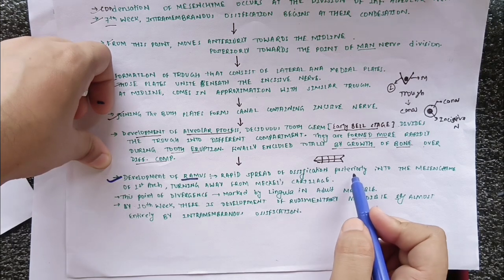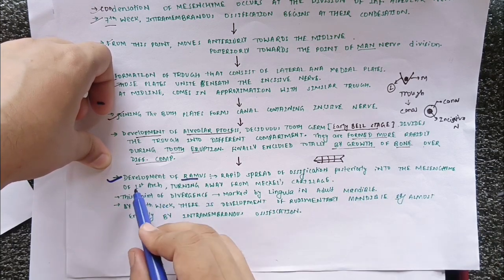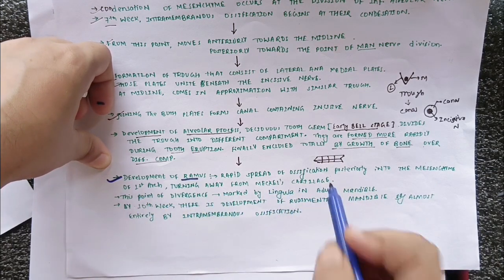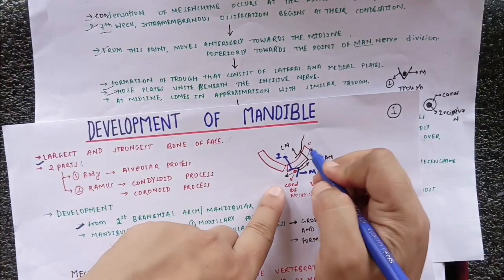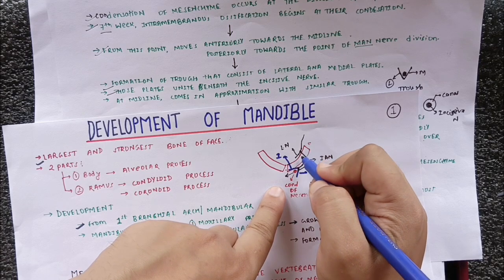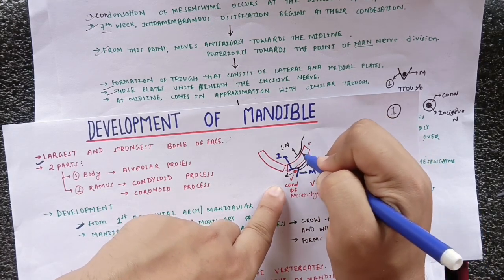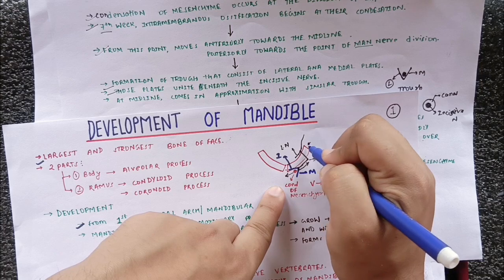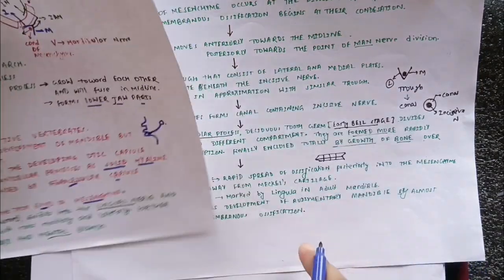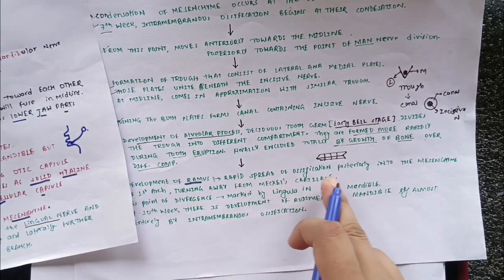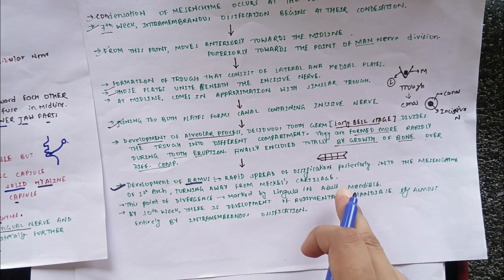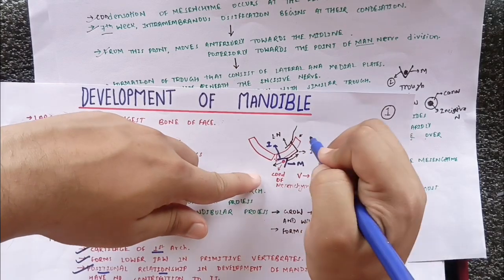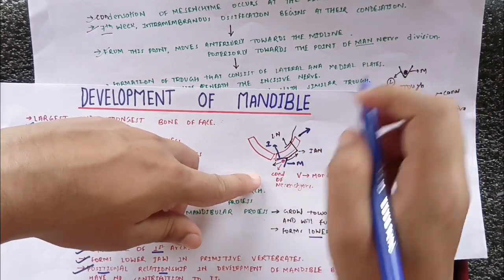Now, for the development of the ramus, there is a rapid spread of ossification posteriorly into the mesenchyme of the first arch, turning away from Meckel's cartilage. In this picture I will show you. Think of this as the right side Meckel's cartilage, and from this Meckel's cartilage there is a rapid spread of ossification posteriorly into the mesenchyme of the first arch, turning away from Meckel's cartilage. So they turn away and develop in this pattern, and there is a formation of the ramus.